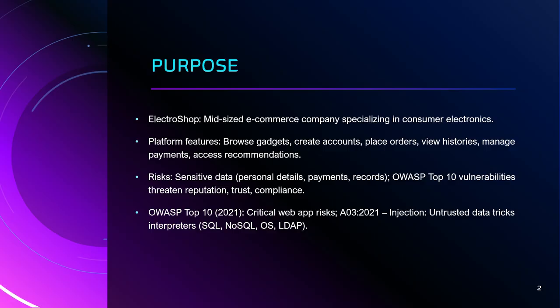The OWASP Top 10, updated in 2021 and refreshed in 2025, highlights the most critical web application security risks based on data from thousands of applications. Injection happens when untrusted data is sent to an interpreter, like a database or command shell, as part of a command or query, tricking the system into running unintended actions or exposing unauthorized data. This includes SQL, NoSQL, OS command, LDAP, and other injection types.